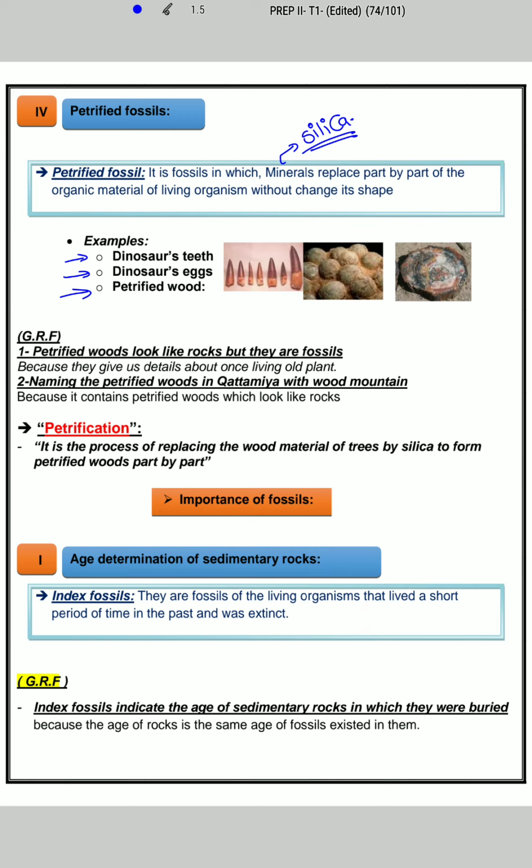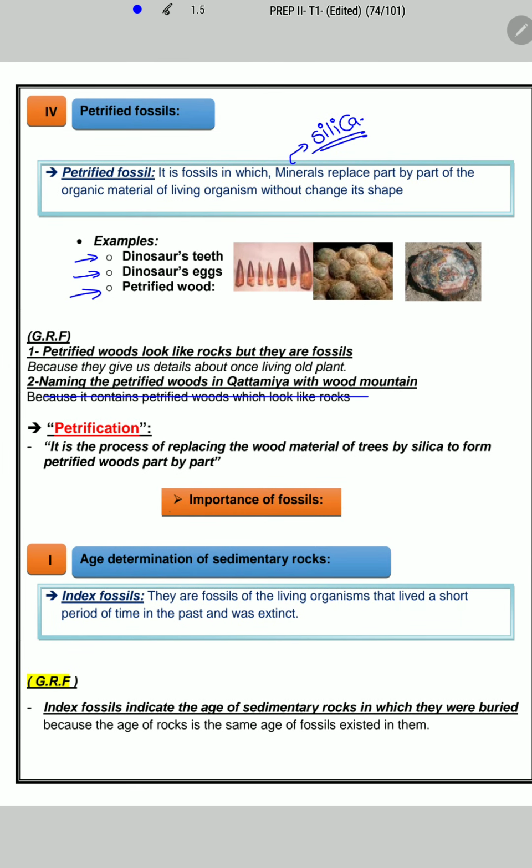Number two, naming the petrified woods in Attamaya the Wood Mountain. In Attamaya in Egypt, we have some petrified woods and we call it the Wood Mountain. Why? Because it contains petrified woods which look like rocks. Actually, the petrification process itself is the process of replacing the wood material of trees by silica. Silica, I said, is a kind of mineral that forms petrified woods part by part.